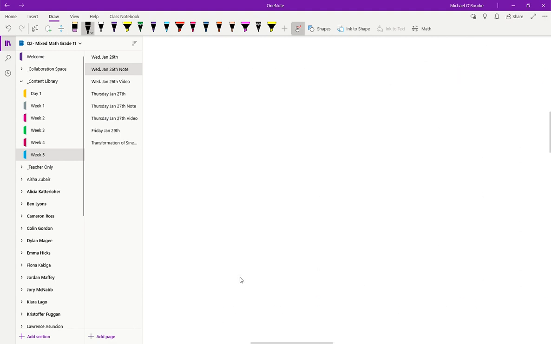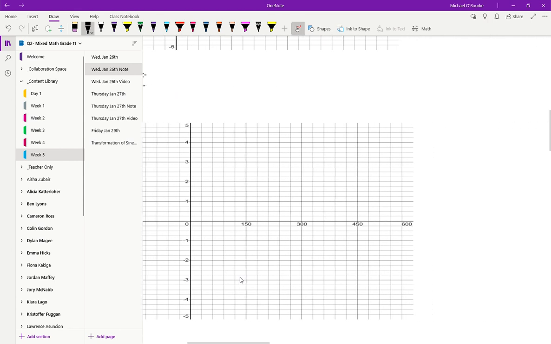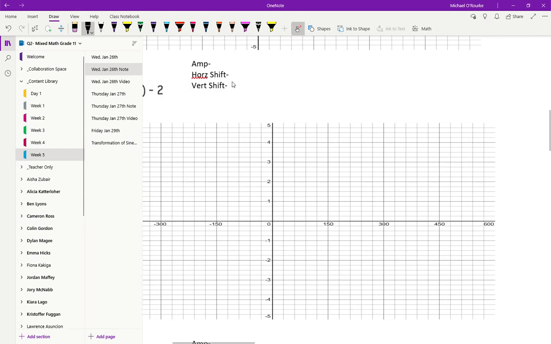So let's go over here. And we're going to start graphing some of these. Okay? Now the first thing I'm going to do is graph the parent function because it kind of makes sense to me.